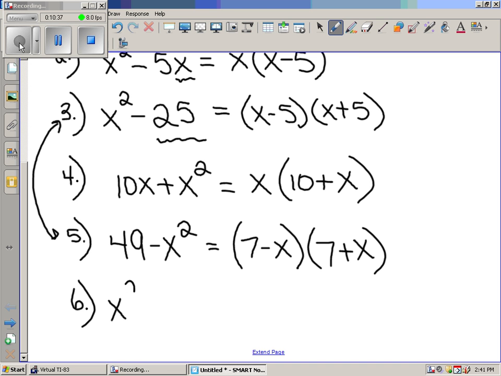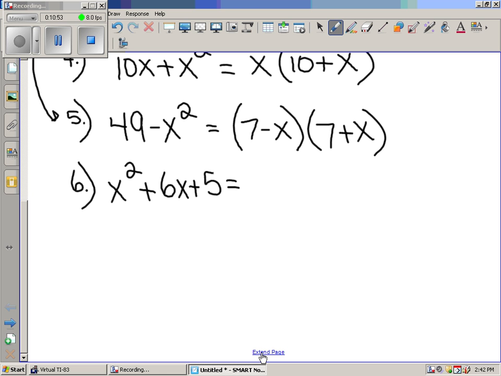Suppose I have x squared plus 6x plus 5. What's that factor into being? Marcella, there are 3 terms here. Give me something that would multiply to be positive 5, but add to be 6. 5 and 1. Very nice. And so this factors into being x plus 5 and x plus 1.